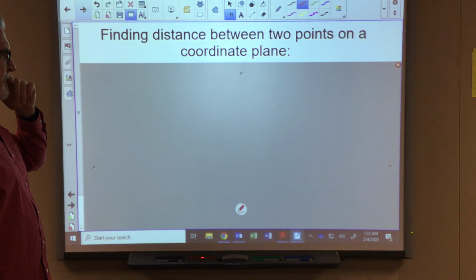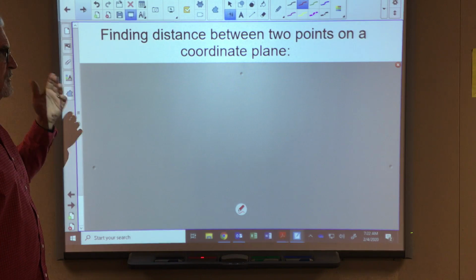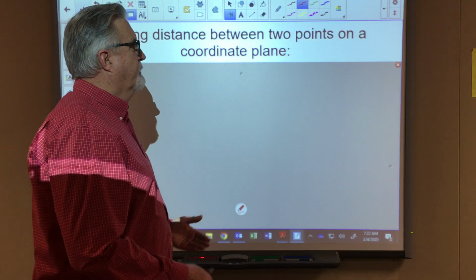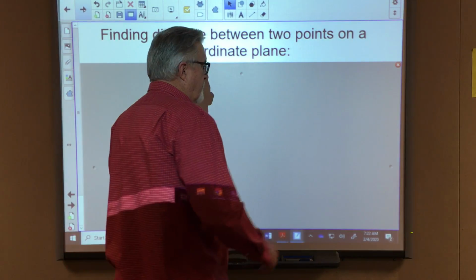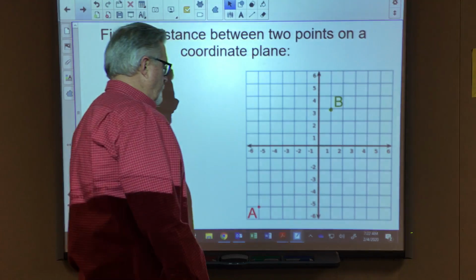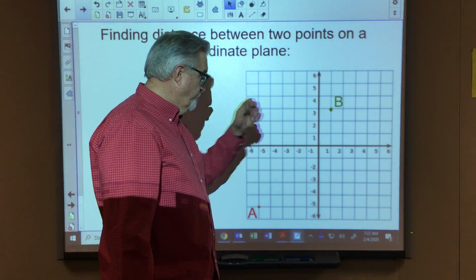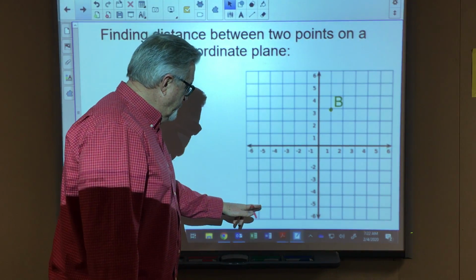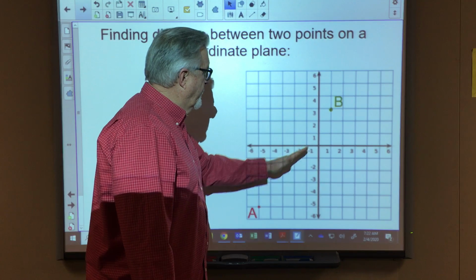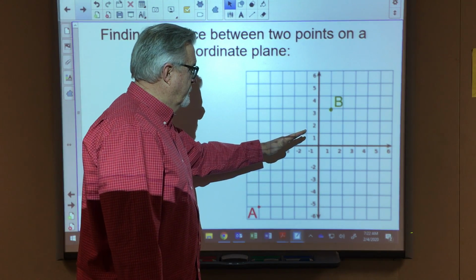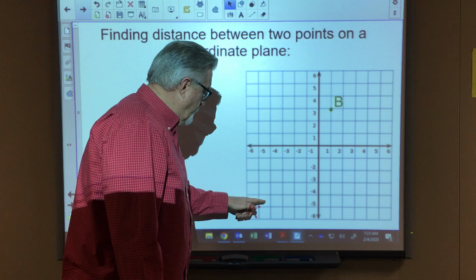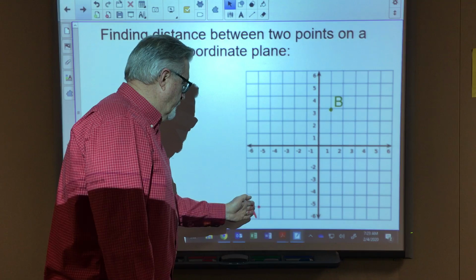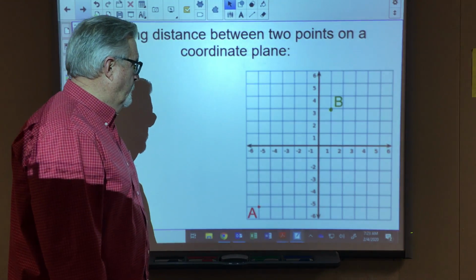Next thing we're going to talk about, and this is something new, is finding the distance between 2 points on a coordinate plane. There are other methods to do this, but today we're going to use the Pythagorean theorem. So this is what it's going to look like. We're going to have point A and point B, and we need to find the distance between them. We can't just count the squares because it's on a diagonal, and the diagonal length of each one of these squares, which would kind of be the hypotenuse if we made two triangles out of it, is longer than the vertical or horizontal measurement.